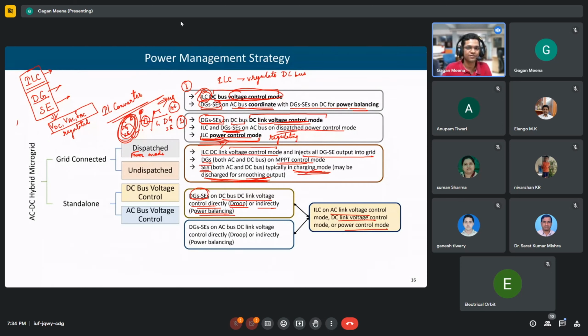So the main thing you have to understand is this part, that these three are the main things that need to be rectified. If the voltage control is being done by the interlink converter, then the power sharing, power balancing has to be done by the storage and the distributed generator, and vice versa. If they control voltage, then power sharing is done by the interlink converter.